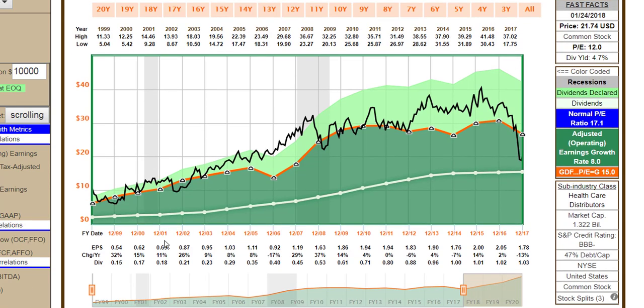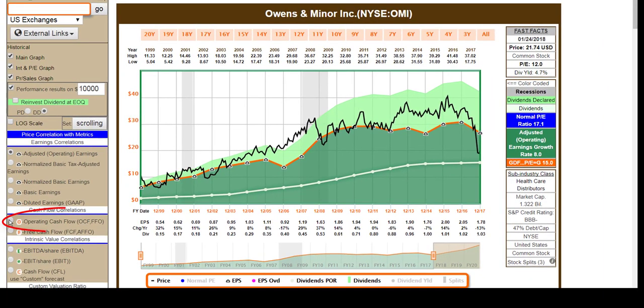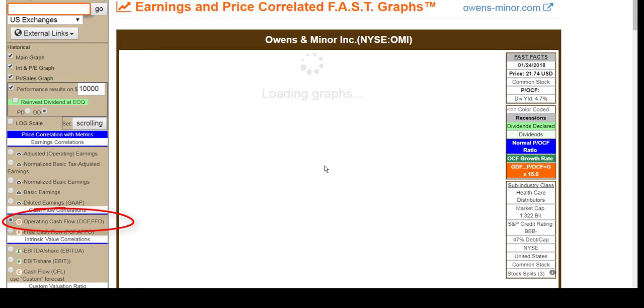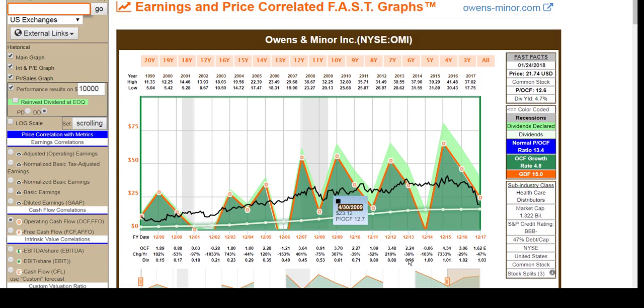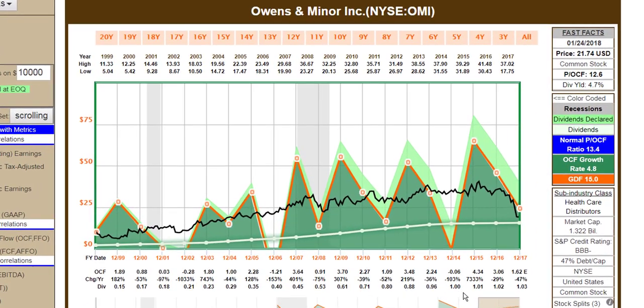This is a dividend payer, and so when I'm looking at dividends, one of my most important metrics to look at is operating cash flows. Are the dividends being covered by operating cash flows? Now, the Owens & Minor story isn't real enticing to me because you see several periods where their operating cash flows actually turn negative. Okay, and you can see it's a very erratic cash flow, and it has to do with the commodity nature of their business, etc.